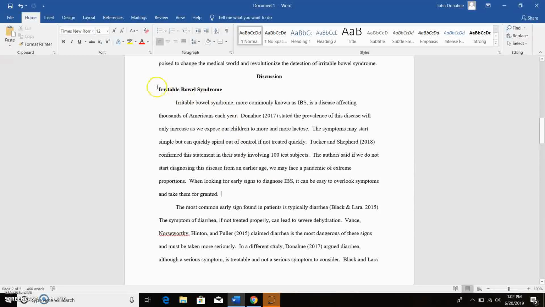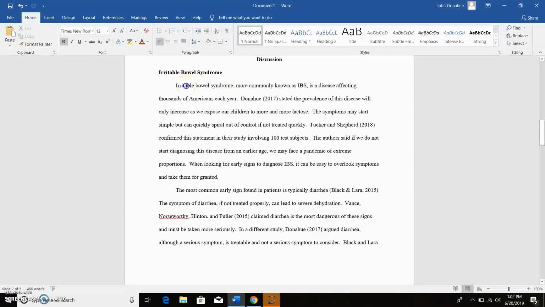So you want to make sure whatever section you're writing in, that you stay relevant to the header that you set here. I'm talking about the pathology of irritable bowel syndrome, so I'm going to talk about the symptoms, where it comes from, so on and so forth. I don't want to be talking about the technology yet because I'm only focused on the pathology section.